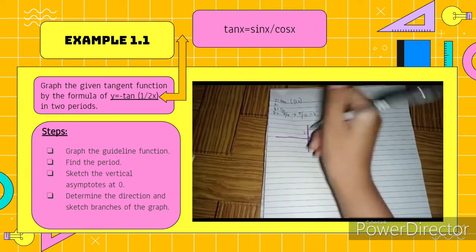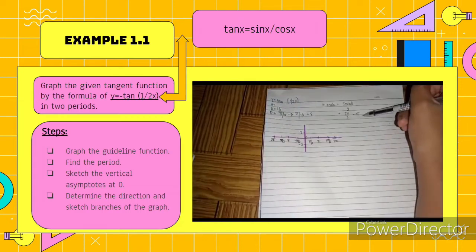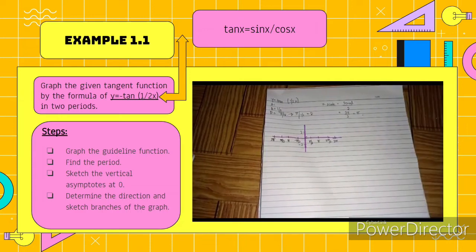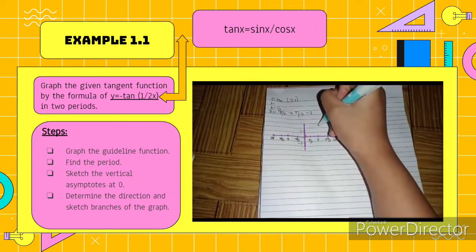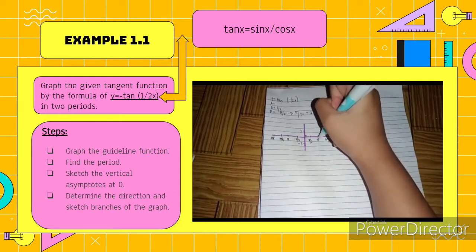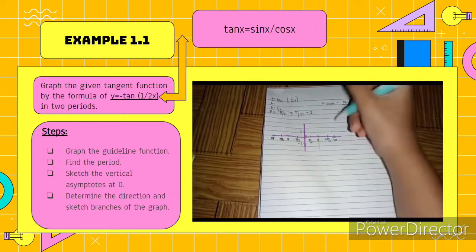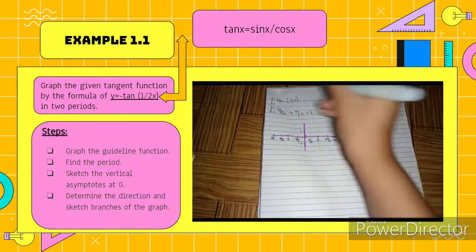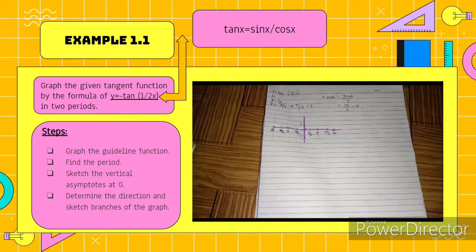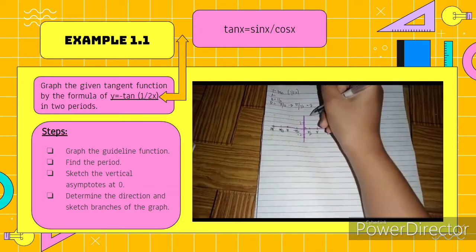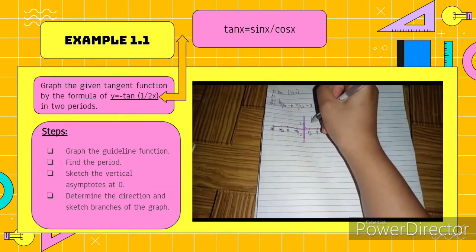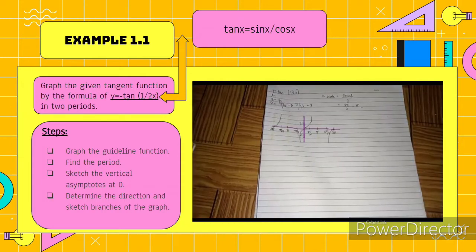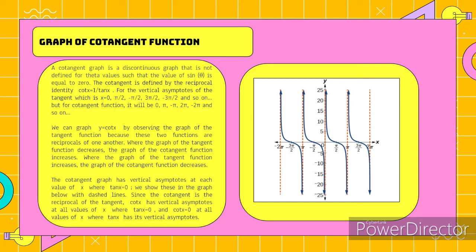Let's proceed in sketching our graph. So our first interval here is pi, and this is the spot where we are going to place the asymptote, followed by 2 pi. So after sketching our asymptote, we're going to sketch next our tan graph. So our graph looks like this. A tangent graph is a continuous graph that is not defined or traceable in such a graph.